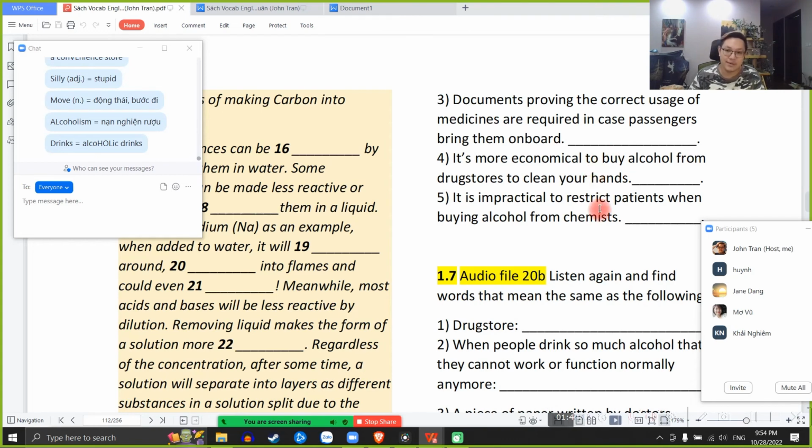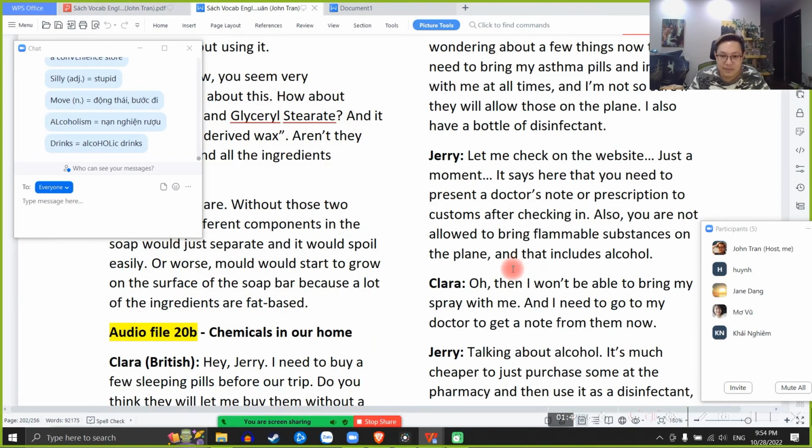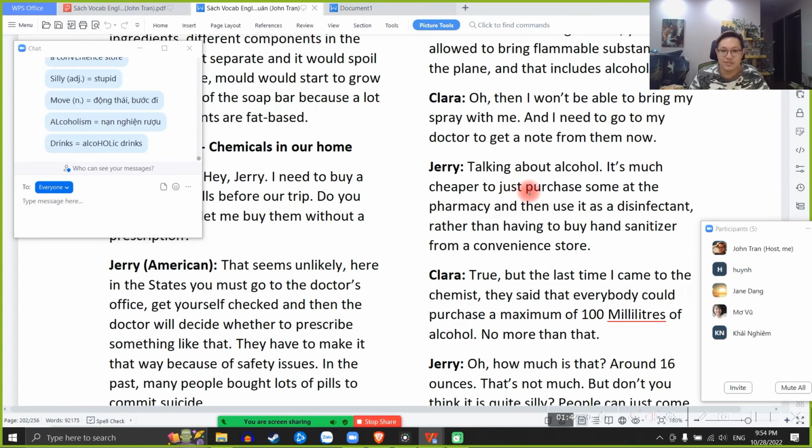Number four, it's more economical to buy alcohol from drugstores to clean your hand. Sẽ kinh tế tiết kiệm hơn nhiều để mua cồn từ hiệu thuốc để mà rửa tay. So it's Jerry again. Where's that? There. It's much cheaper to just purchase some at the pharmacy and use it as disinfectant rather than have to buy hand sanitizer from a convenience store. But Clara says, last time I came to the chemist, they said everybody could purchase a maximum of 100 milliliters of alcohol, no more than that.